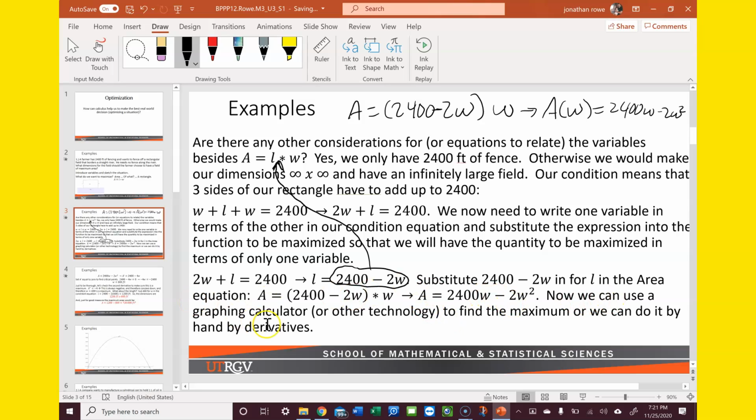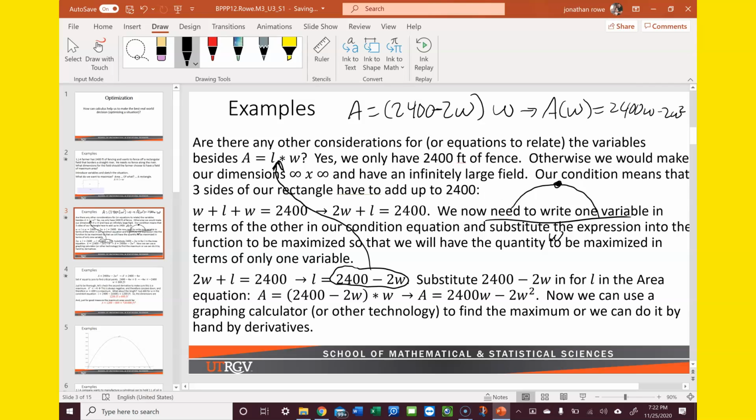So what we can do is we can do this a couple of different ways. One, we can use something that we already knew before calculus. We can just graph this function and find the maximum. You know, it's going to make a parabola. If we find the maximum, that'll give us the value for w, which will give us the maximum area.